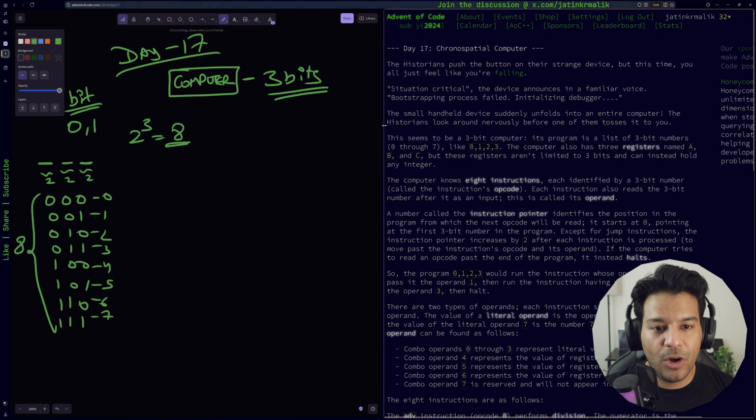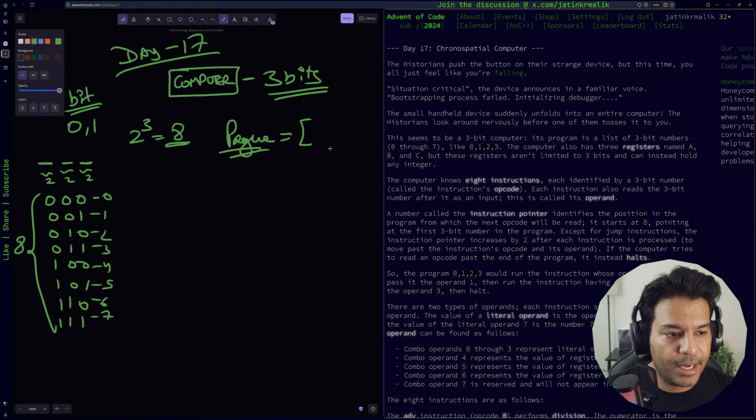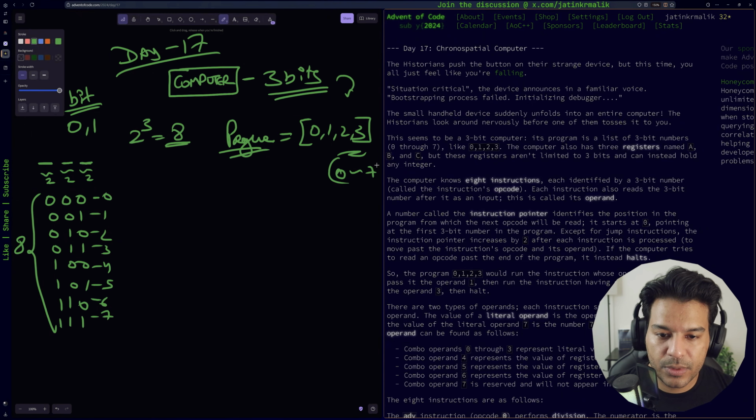But let's read on. It says that it has a program, which is a list of 3-bit numbers, 0 to 7. So we are also given some kind of a program, just like we are going to write for this. And it is a list of numbers like 0, 1, 2, 3. Since it's a 3-bit number, I'm assuming that this will have values 0 to 7. And it says the computer also has 3 registers named A, B, and C.